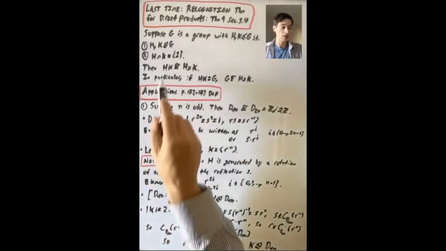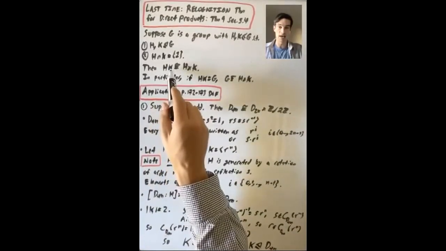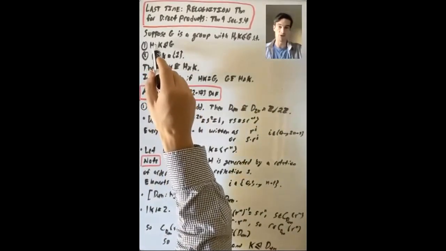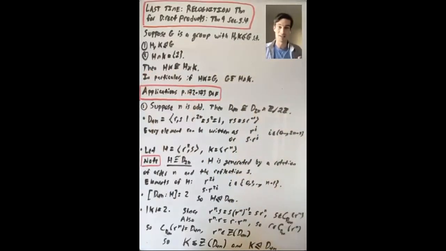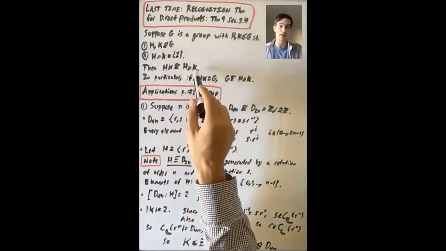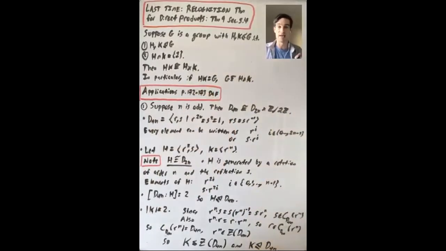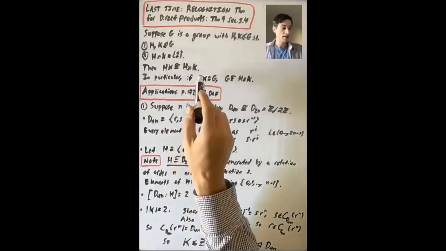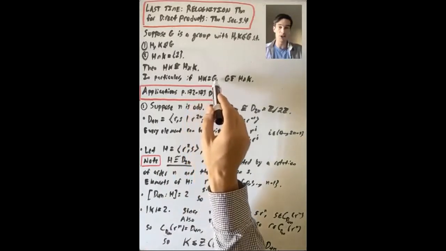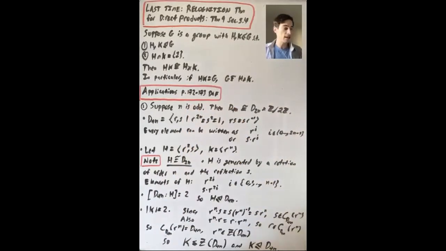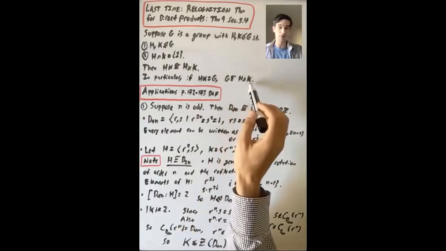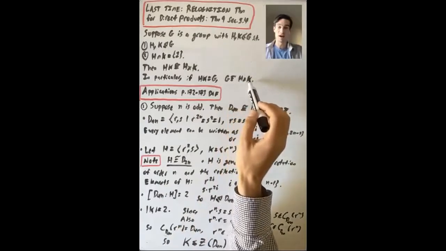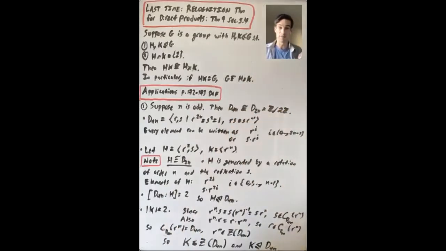Then the internal direct product, HK, which we know is a subgroup of G by the first assumption, is isomorphic to the direct product, H cross K. So in particular, if the internal direct product is all of G, this gives a way to say that G is isomorphic to the direct product of two of its subgroups, H and K.